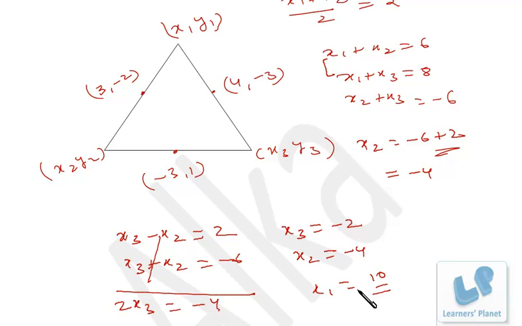Right? So this way we can calculate the values of x1, x2 and x3, and in a similar manner you can calculate the values of y1, y2 and y3. Right? y1 plus y2 by 2 is minus 2, then y2 plus y3 by 2 is 1 and y3 plus y1 by 2 is minus 3. In a similar manner you can solve the three equations and you can get the values of y1, y2 and y3. Okay, I hope you are clear.